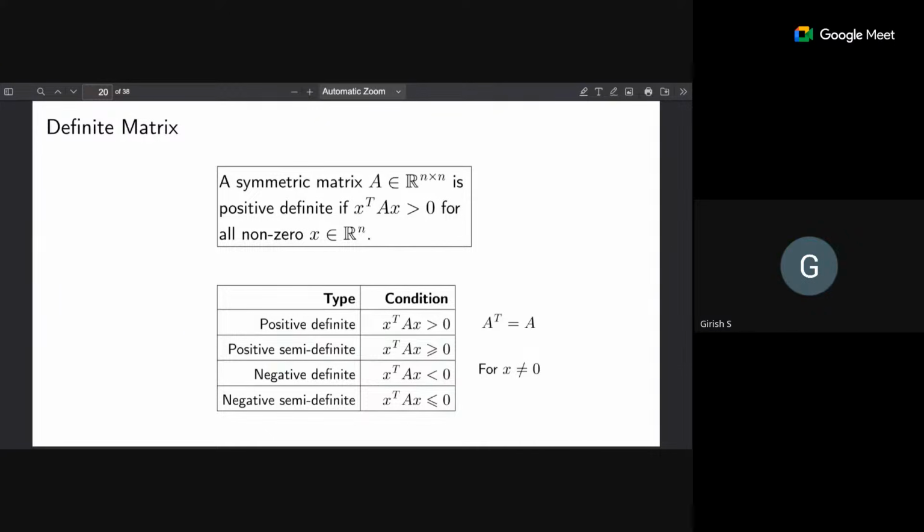What do you mean by none of these? Anyway, it will fall under one of the categories, right? It could be greater than 0 for some X and less than 0 for some X. In that case, it will be indefinite. That in fact corresponds to what is called a saddle point. If you can visualize a horse's saddle, in some directions it will increase, in some directions it will decrease. So if you move in some directions, it will be greater than 0, and in a few other directions, it will be less than 0. These are the definite and semi-definite matrices.